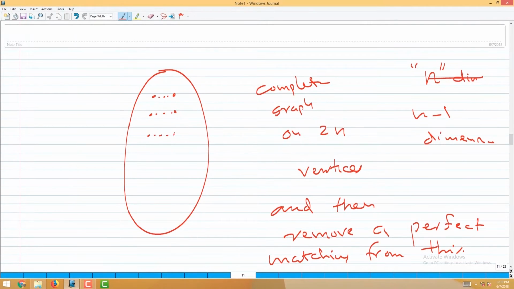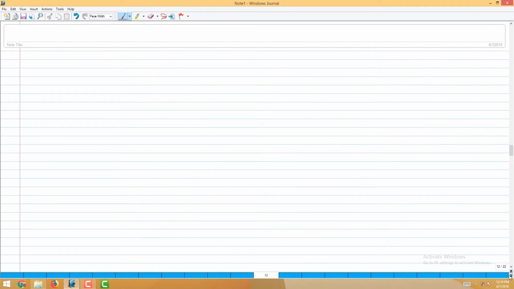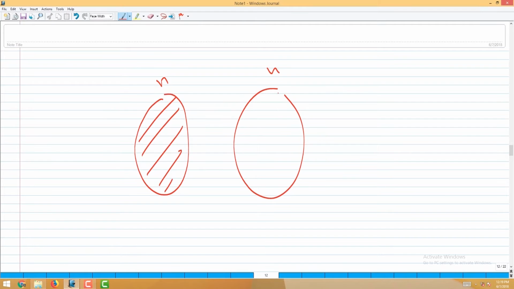So you are removing a perfect matching from this. So I can draw it better. So this is n vertices, and this is n vertices. There are, because I had 2n vertices in the thing, and then I have this corresponding thing.